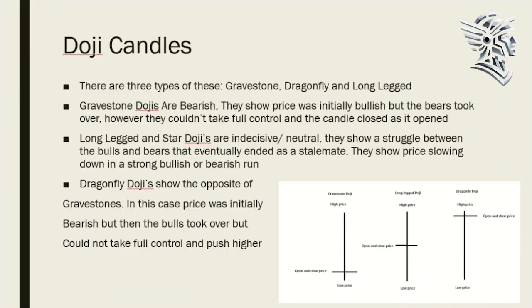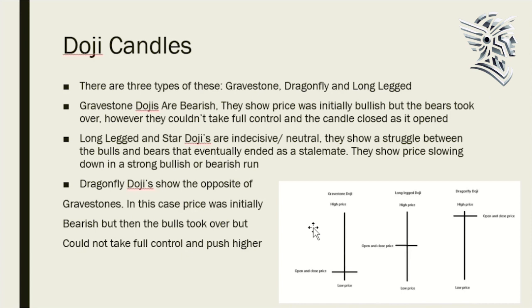So on to dojis. What are dojis? Well, there are three types of doji candles: gravestone dojis, dragonfly dojis, and long-legged or star dojis. Basically, a doji candle is a candle with almost no body. It is just a straight line and a straight line. So here you have a gravestone doji, here you have a long-legged doji or a star doji, and here you have a dragonfly doji.